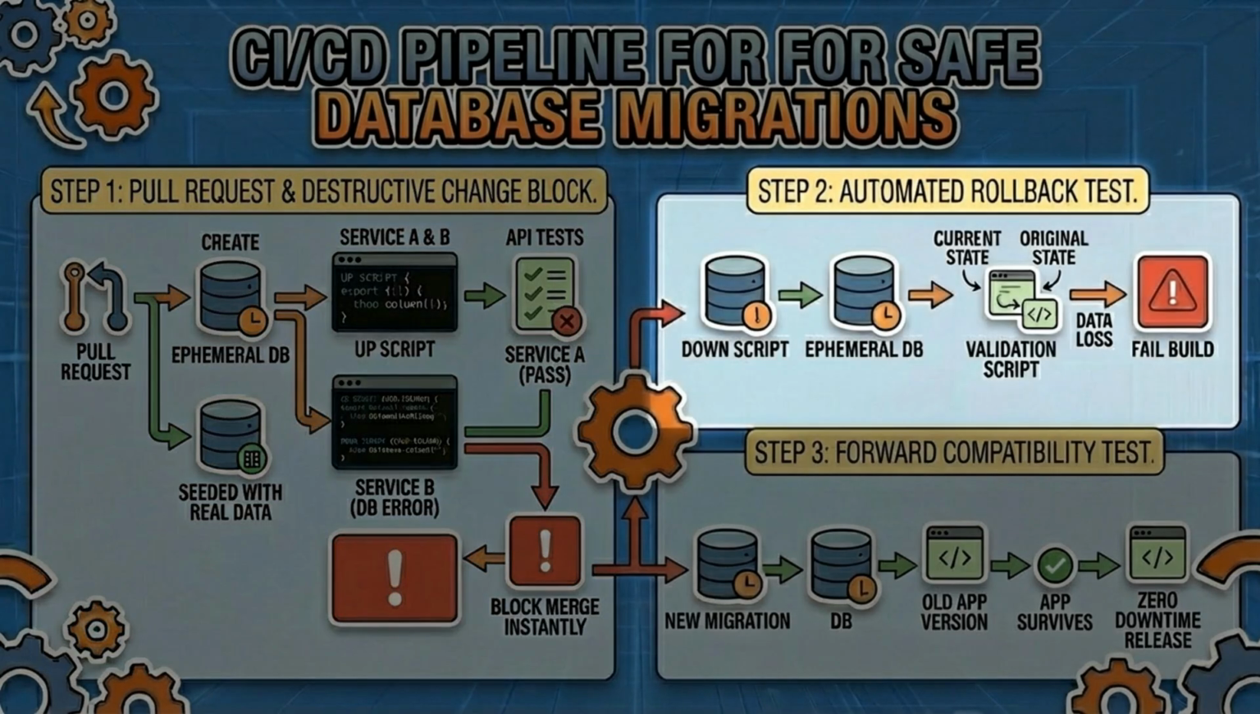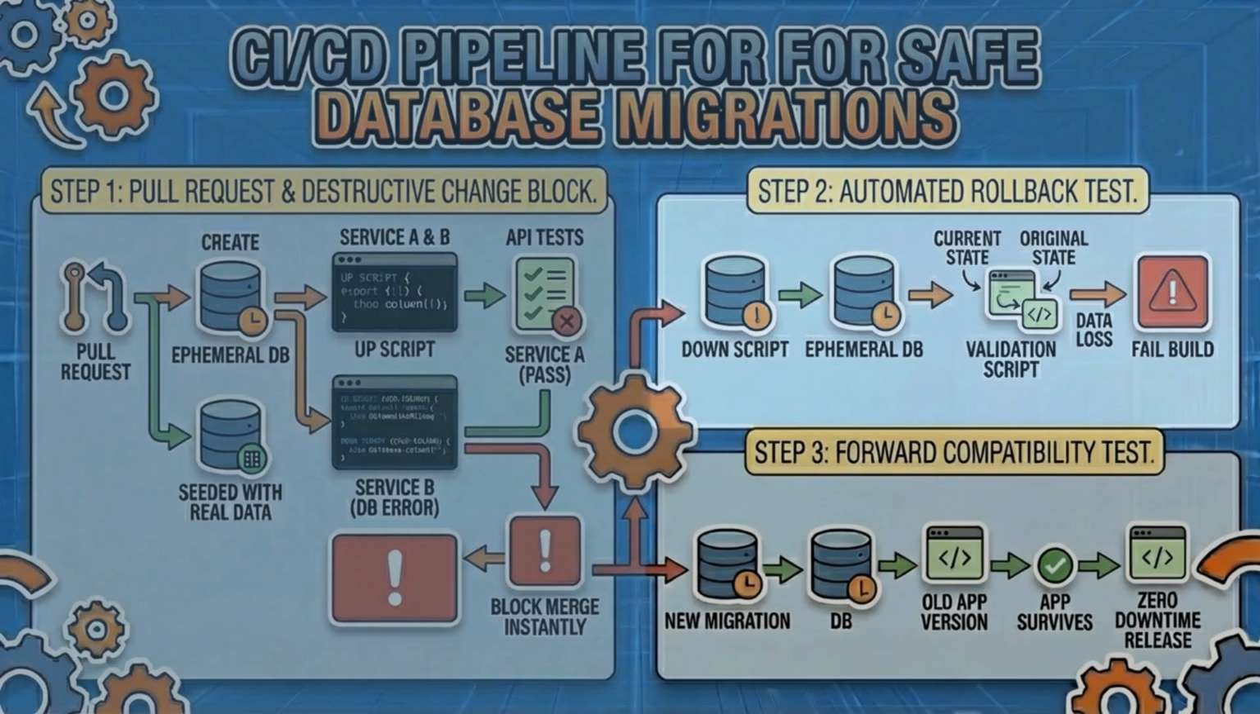Step 2. Build an automated rollback test. In that same pipeline, run the migration down script. Use a validation script to compare the current database state against the original. If a single row of historical data was wiped out during the rollback, fail the build. You must prove the database can safely revert without data loss before the code ever reaches the next quality gate.